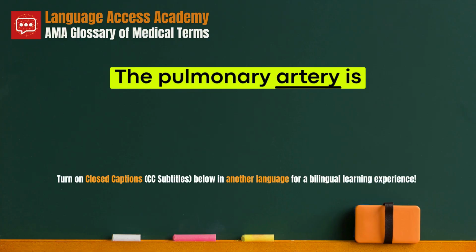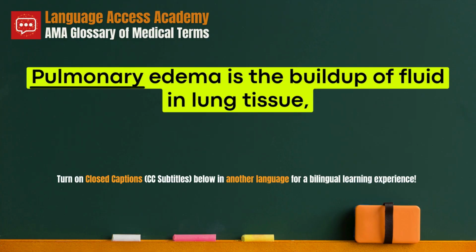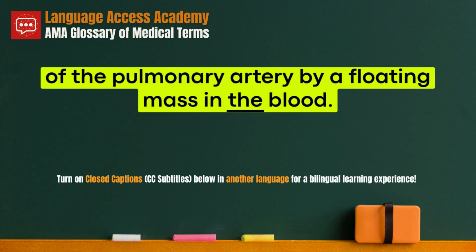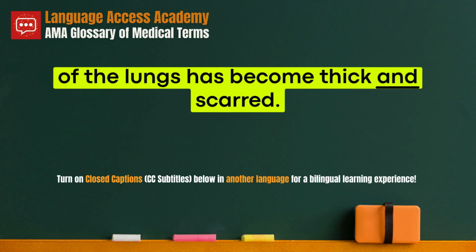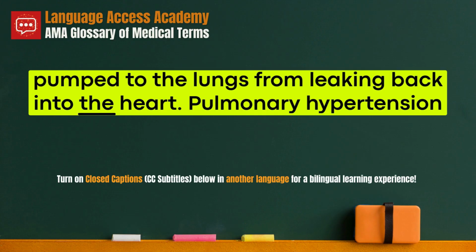The pulmonary artery is the artery that supplies the lungs with blood from the heart. Pulmonary edema is the buildup of fluid in lung tissue, usually caused by heart failure. A pulmonary embolism is the blockage of the pulmonary artery by a floating mass in the blood. Pulmonary fibrosis is a condition in which the tissue of the lungs has become thick and scarred. The pulmonary heart valve stops blood pumped to the lungs from leaking back into the heart.